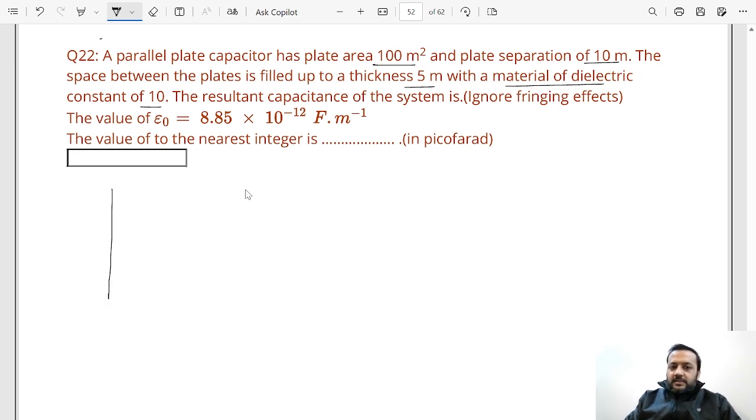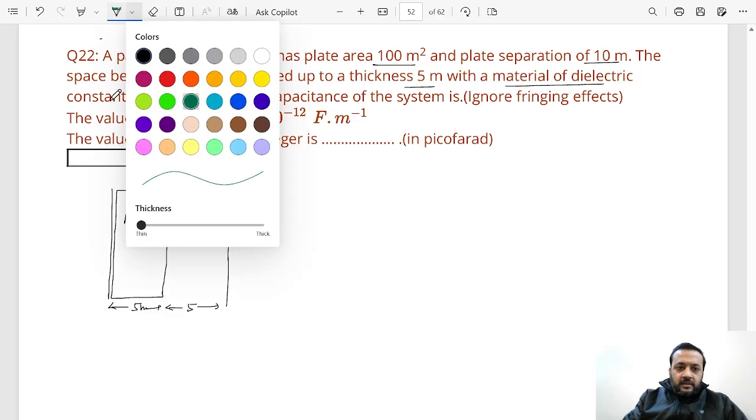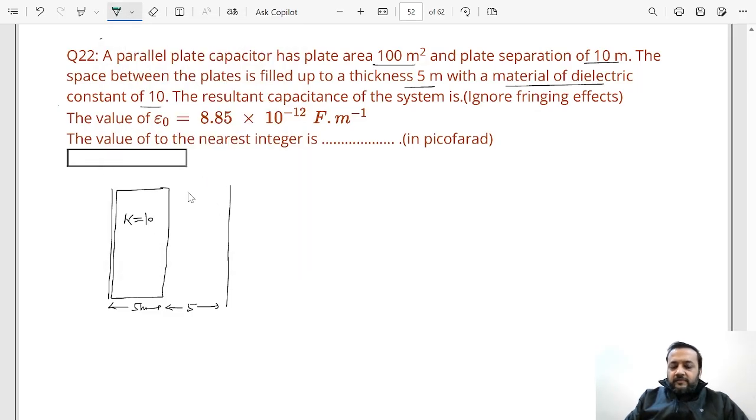So basically, let's say this is the capacitor, and this is the dielectric that has been placed, and the dielectric constant is 10. This distance, the thickness of the dielectric, is 5 meters. Now we all know that in such a situation we can treat it as two capacitors, one with dielectric 10 and one vacuum. Let us say this is C1 and this is C2. So we know that 1 upon C equivalent will be equal to 1 upon C1 plus 1 upon C2, because we can treat the capacitors in series.